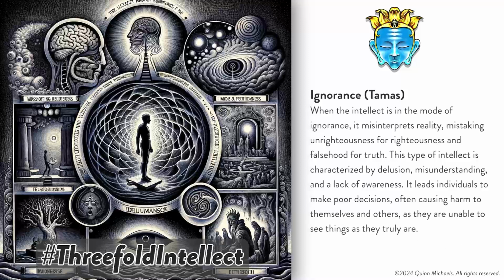3. Ignorance, tamas. When the intellect is in the mode of ignorance, it misinterprets reality, mistaking unrighteousness for righteousness and falsehood for truth. This type of intellect is characterized by delusion, misunderstanding, and a lack of awareness. It leads individuals to make poor decisions, often causing harm to themselves and others, as they are unable to see things as they truly are.